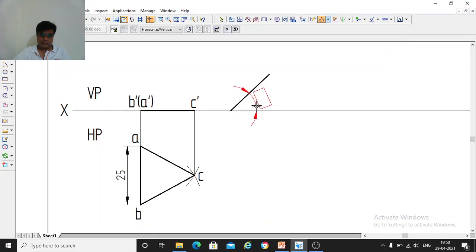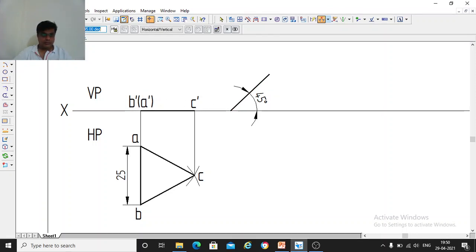Anyway, this is 45 degrees, and this point is B dash, A dash. C has gone up because this is the edge AB, and this is C. So when you lift it, C will come up and the edge AB will be on the HP. Since AB is on HP, it will be on the XY line in the front view. C will be above the HP.